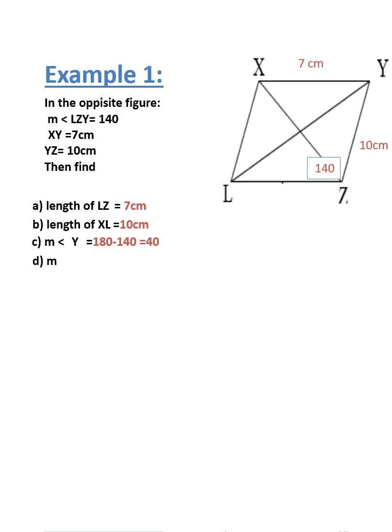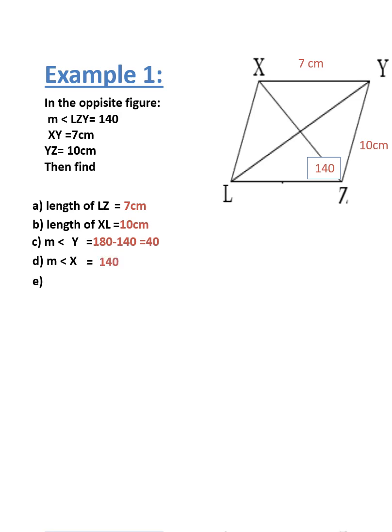Then measure angle X. Measure angle X equals measure angle Z because they are opposite angles. Angle X and angle Z are opposite. The property of a parallelogram is that its two opposite angles are equal. Then measure angle X equals measure angle Z equals 140 degrees.